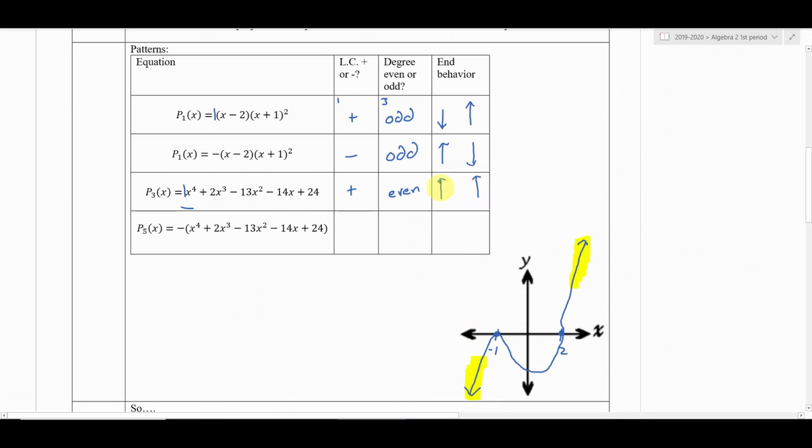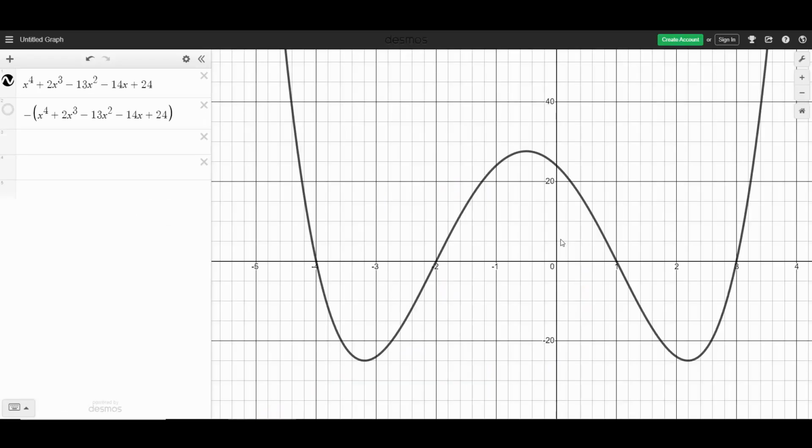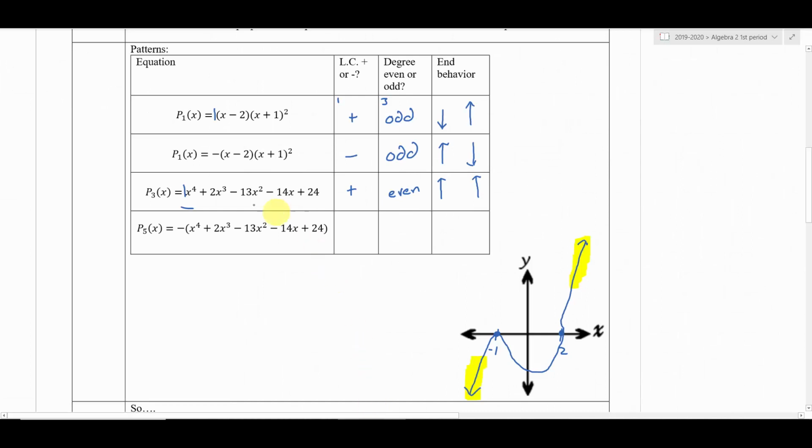So we have an up, up, with a bunch of squiggly stuff that happens in the middle, but we're not concerned about that. We're only concerned about the ends, all right? And yes, you see a lot of ups and downs here in the middle, but ultimately it goes up, and it goes up in both directions. Okay? All right, so let's get this last polynomial here.